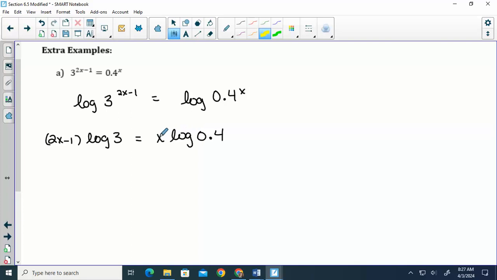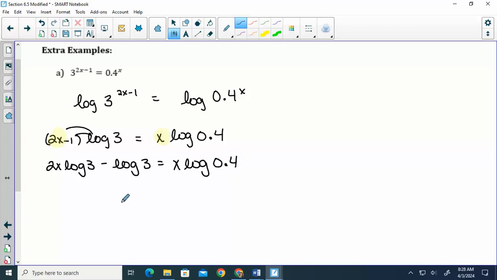Okay, so I have x's on both sides, and I have to get these together. Right here, we're still multiplying with the log 3, so I would probably distribute that first. So we have 2x log 3 minus log 3 equals x log 0.4.